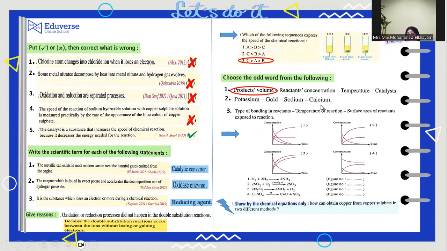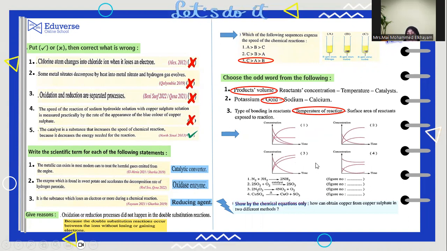Potassium, gold, sodium, calcium. Think about it. It is gold. Why? Because it comes after hydrogen in the chemical activity series, while the others come before them. Type of bonding in reactants, temperature of reaction, surface area of reactants exposed to the reaction. For sure, it is the temperature of reaction because the others are the nature of reactants.